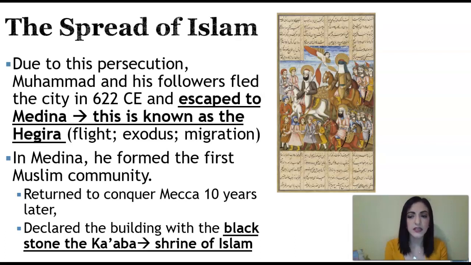And they flee to a city that's not very far, but it's near the Holy Land. It's called Medina. This passage, or this exodus or flight, is known as the Hijra, depending on how you pronounce it. It's in Medina that he actually forms the first Muslim community. However, because of his popularity, through his teachings and his followers, he's actually able to return as a conquering hero to Mecca 10 years later. And then he would officially declare the building with the black stone, the Kaaba, the shrine of Islam.